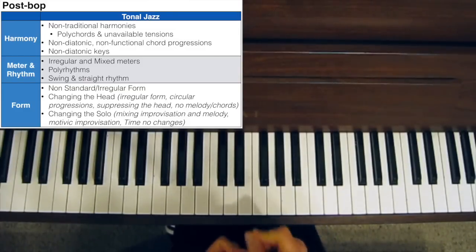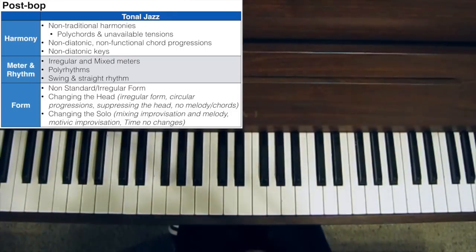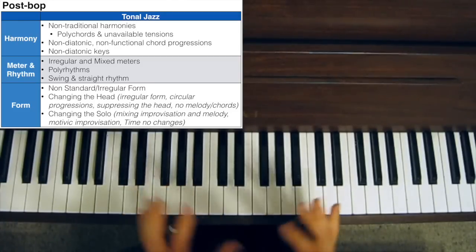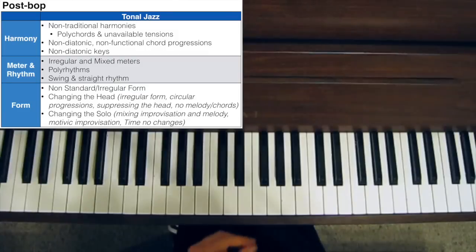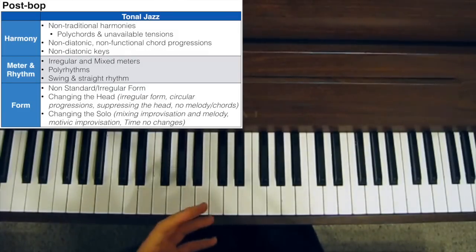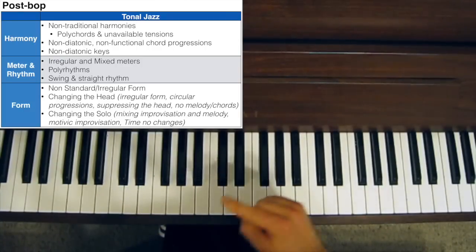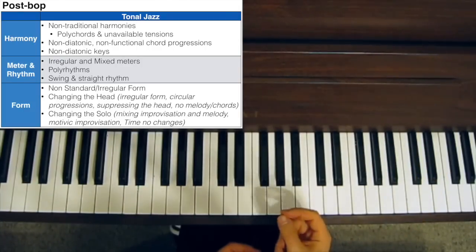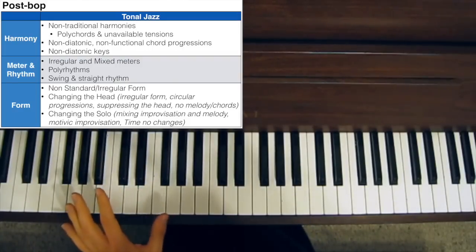Post-bop also used non-standard or irregular song forms and moved away from that head-solo-head structure. So it changed the head by giving odd bar structures, like you could have an 11-bar song. Or you could have a circular progression, where you can't tell where the song ends and repeats. It sort of just sounds like it keeps continuing on a straight line forever. It also suppressed the melody and the chords during the head. And songs were often written without a written out melody or without a written out chord progression.